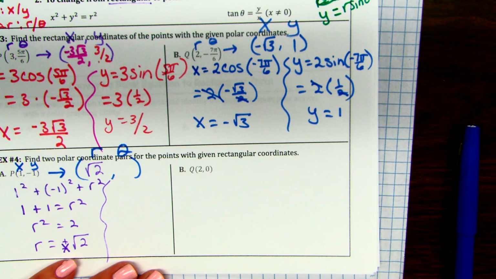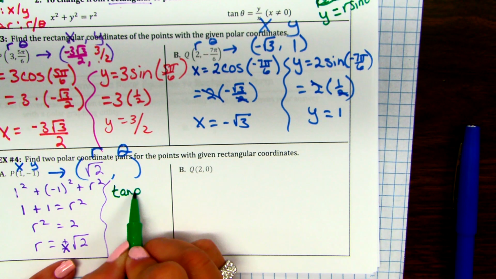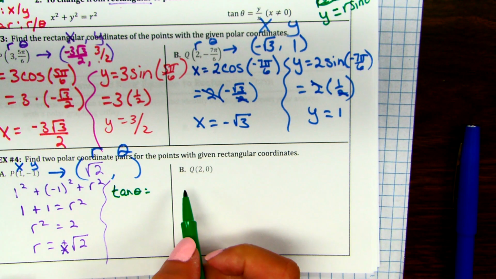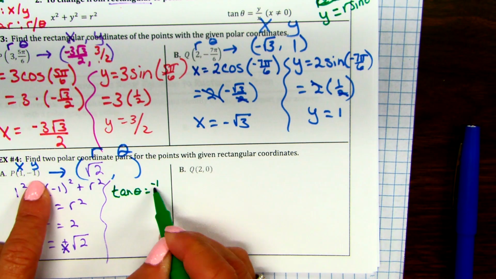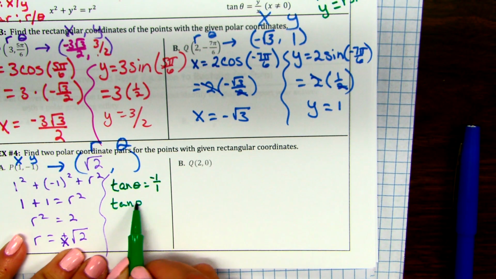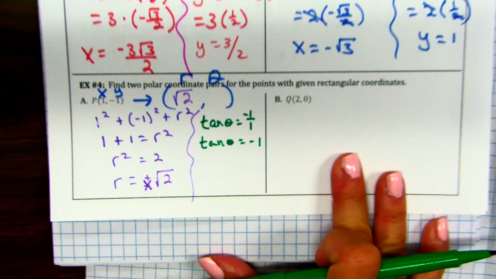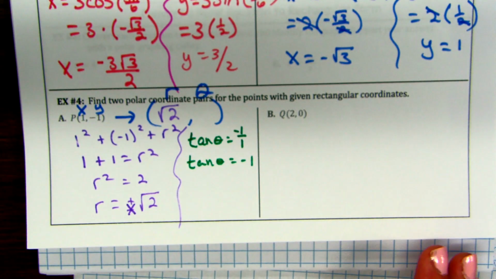And then we'll use the other formula, tan of theta equals y over x, because that's what I have, y over x. Obviously, you could have skipped that step and gone right to this step. Negative 1 divided by 1 is negative 1. We have to remember our tan tricks.